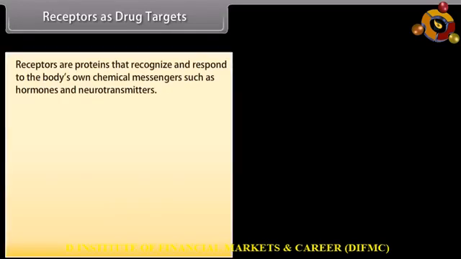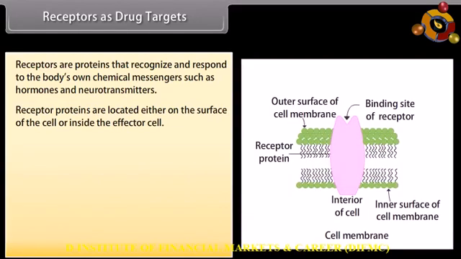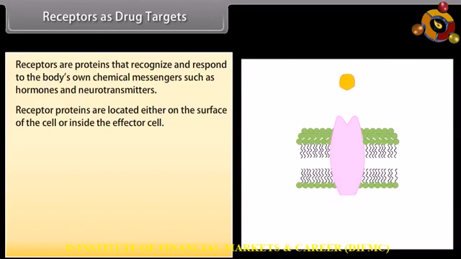Receptors as drug targets. Receptors are proteins that recognize and respond to the body's own chemical messengers such as hormones and neurotransmitters. Receptor proteins are located either on the surface of the cell or inside the effector cell. In the body, message between two neurons and that between neurons to muscles is communicated through chemical messengers which are received at the binding sites of the receptor. To accommodate a messenger, the shape of the receptor site changes. This brings about the transfer of message to the cell.